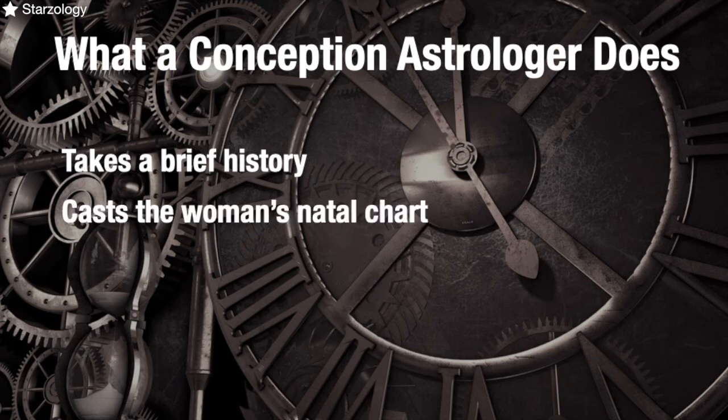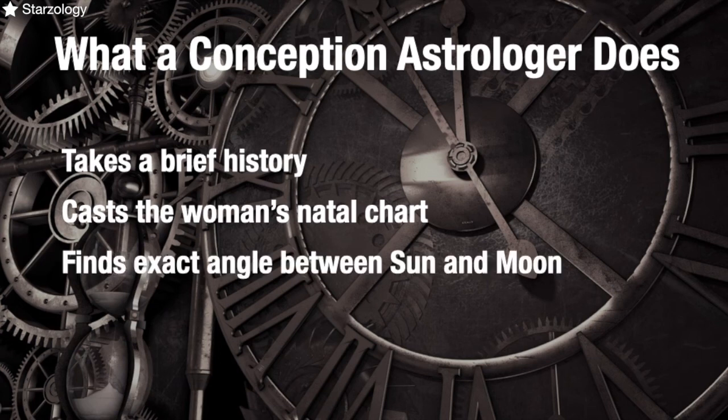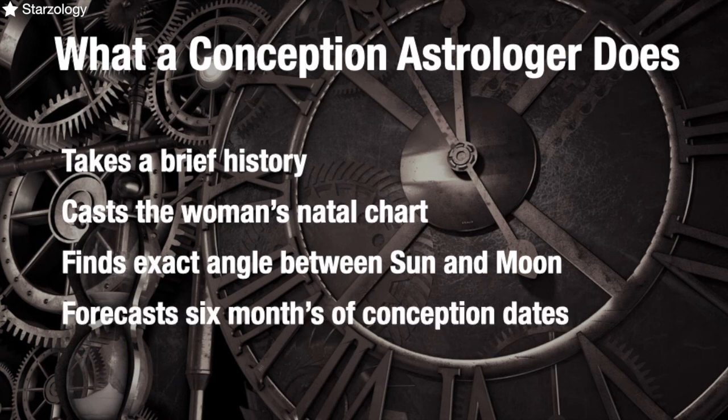You would then typically cast the woman's natal chart. Obviously, you need to do that, and you're going to find the exact angle between the sun and the moon and get that exact degree. From this point, typically you would forecast 6 months of conception dates. So once you've got that angle of, say, 178 degrees, you're then going to look forward to next month, and the month after, and then the month after, and give your woman 6 months of dates ahead where you can say, these are your potential best dates to fall pregnant using traditional astrological conception methods.